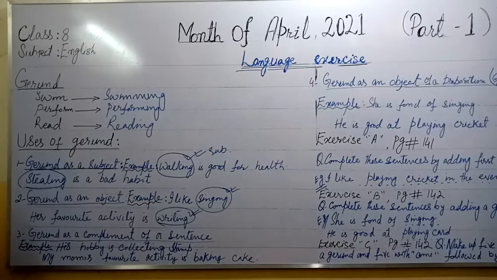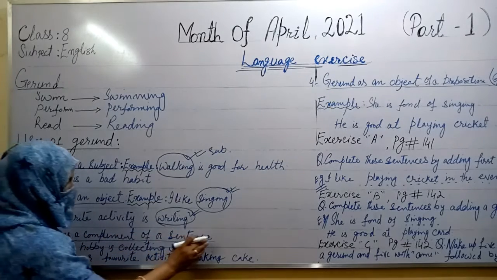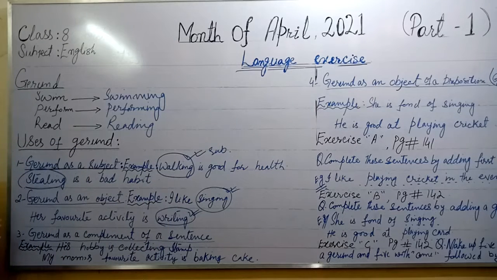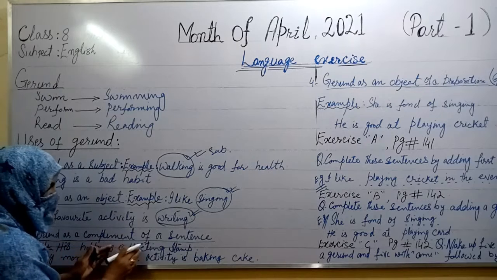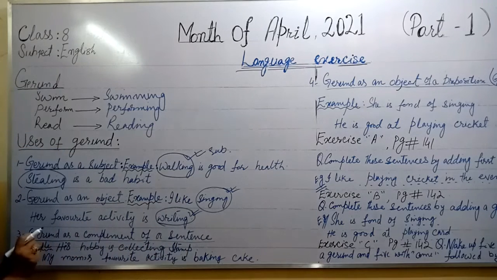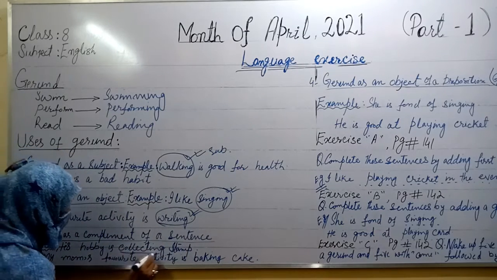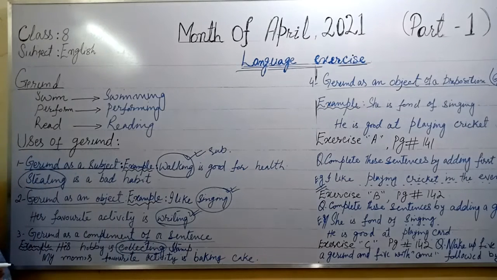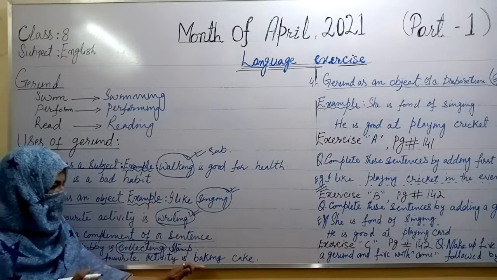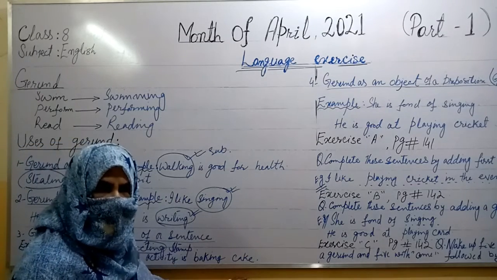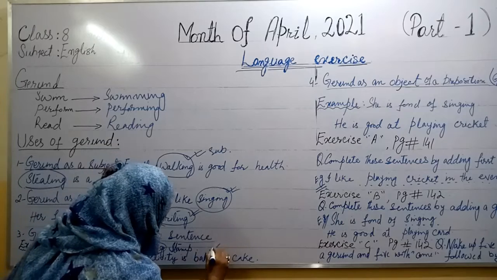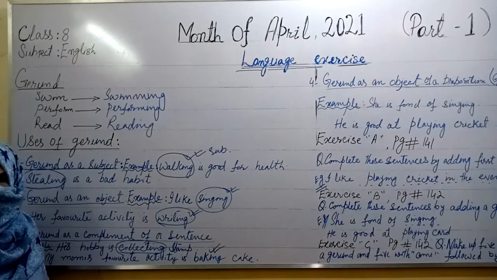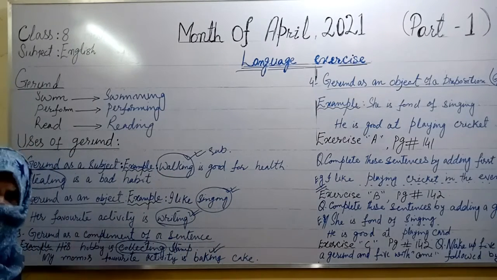Let's move towards the third. Gerund used as a complement of a sentence. How? Look at this example. His hobby is collecting stamps. Here, collecting is gerund. Next, my mom's favorite activity is baking cake. Here, baking is gerund. Okay, beta, did you get these points?